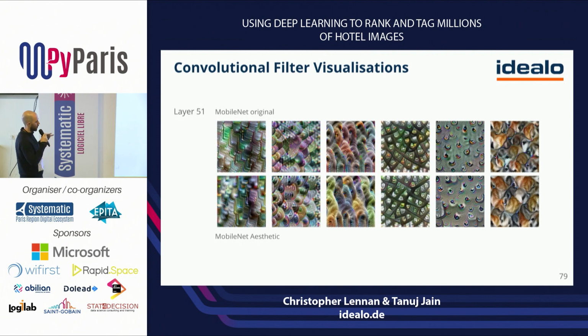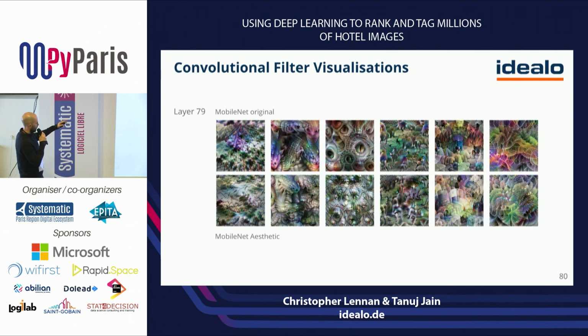The deeper you go, the more complex the structures become that the filters learn. So if we go to the end, almost the last convolutional layer, we can see that in the original MobileNet CNN, there are objects, almost fish-like objects and eyes and, I don't know, some sort of antelope or something like that. And you can see that those object-oriented structures disappear in our aesthetic classifier, which kind of makes sense on a hotel domain because, for example, eyes and fish and antelopes don't really play a role in hotel aesthetics.